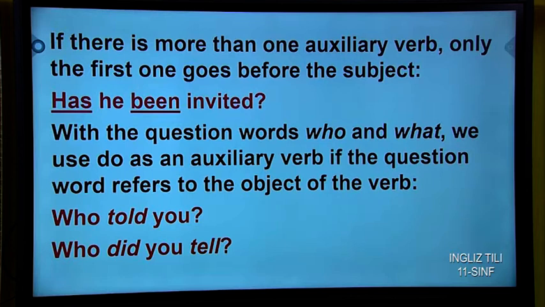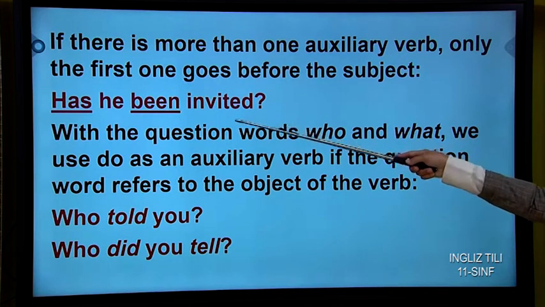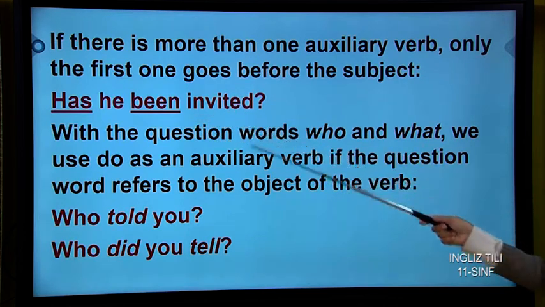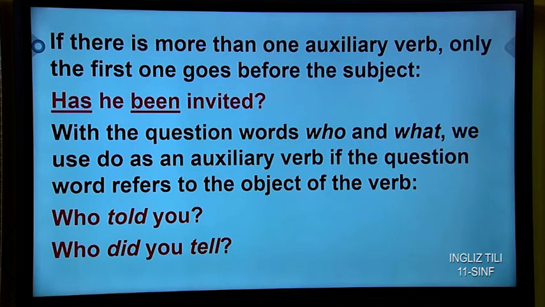If there is more than one auxiliary verb, only the first one goes before subject. Pay attention to the example. He has been invited. You can see two auxiliary verbs here, has and been. You have to use just one before subject, has. Has he been invited? With question words who and what, we use do as an auxiliary verb if the question word refers to the object of the verb, like who told you? Someone told you. Who? Who did you tell? You told someone. Who?